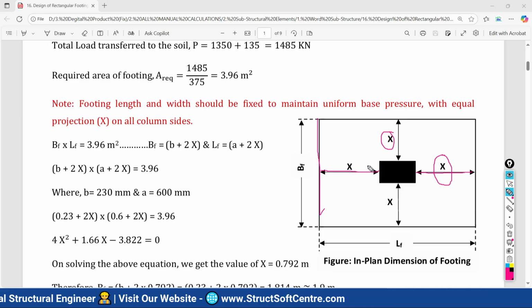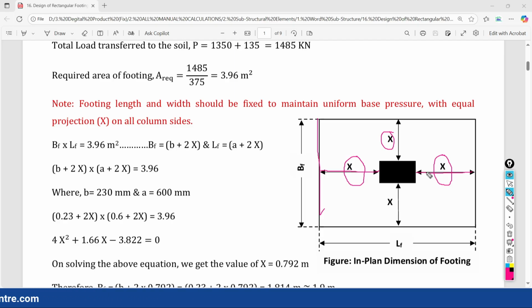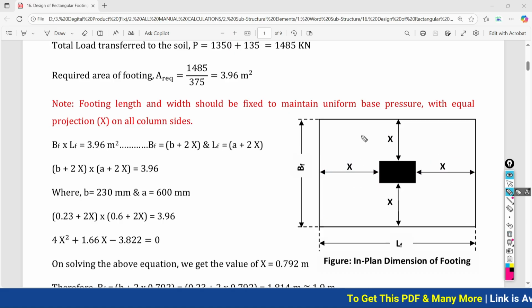If you succeed in maintaining it, then we can ensure that the upward soil pressure will be uniform, the design will be economical, and the reinforcement demand will be uniform. So everything will be what? Uniform, only when you succeed in maintaining the same projection from all sides of your column till the edge of the footing.